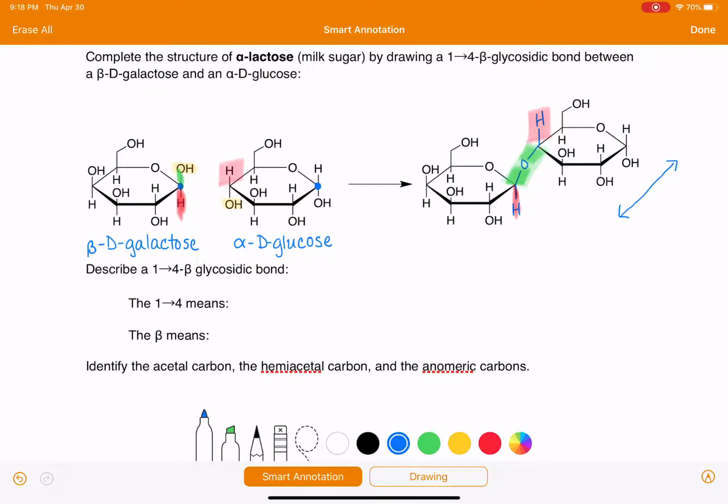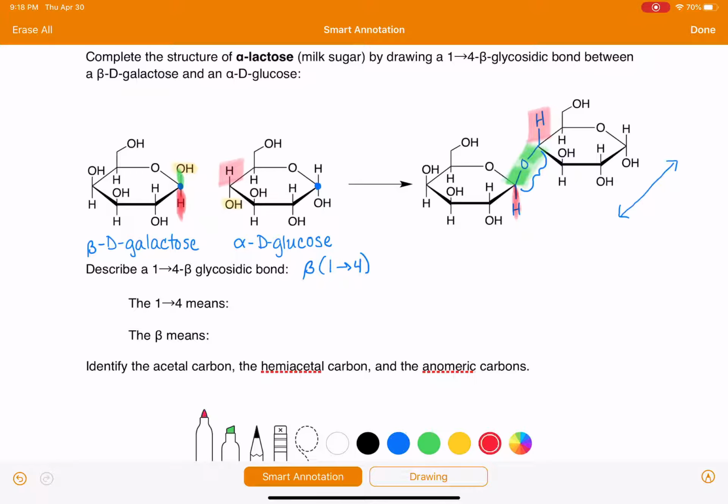So let's talk about the glycosidic bond. Remember, the glycosidic bond is this bond right here, the one that connects these two monosaccharides. This is a 1,4-beta glycosidic bond. On Sapling, you're going to see that written in this format, beta 1-4 bond. What does the 1,4 mean? The 1,4, as you know, is referring to the two carbon atoms that are joined in the glycosidic bond.